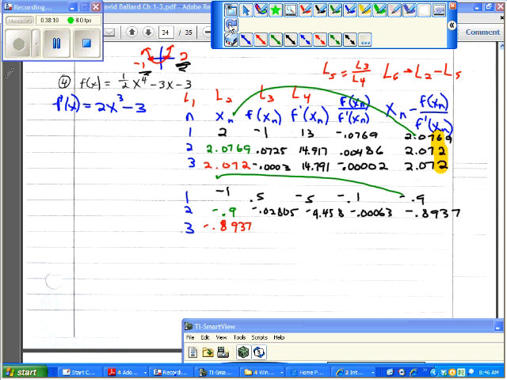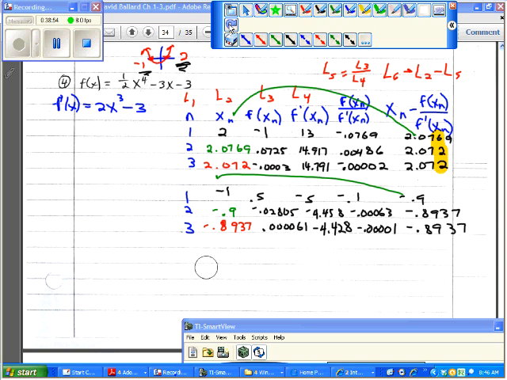6.1 exponent of, four zeros, 0.65. 6.1. Got you? The 5 is there. Okay. All right, and then the next thing is -4.428. Okay, the next thing is negative 0.00001. And negative 0.8937. All right, and so we're good in the thousandths place.